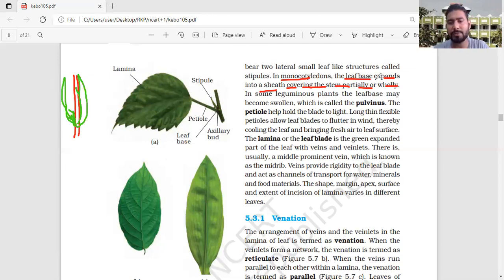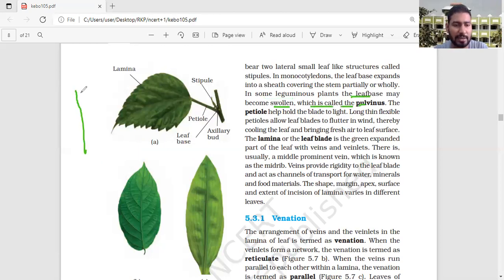This is an important question. The leaf base expands into a sheath covering. Clear? Where is it found? It is found in monocots, where the leaf base sheath covers the stem partially or wholly. In some leguminous plants, which are dicots, the leaf base may become swollen, and that is called the pulvinus.